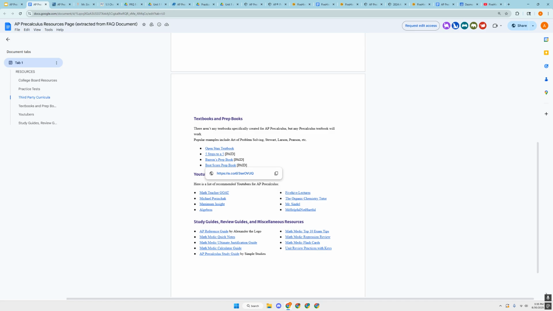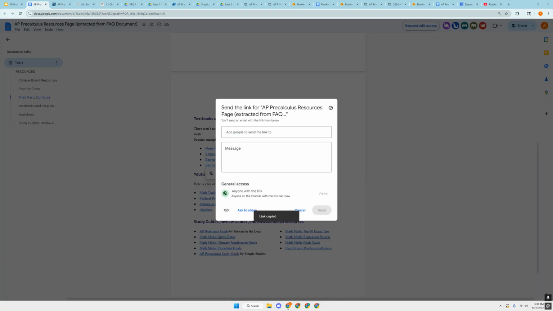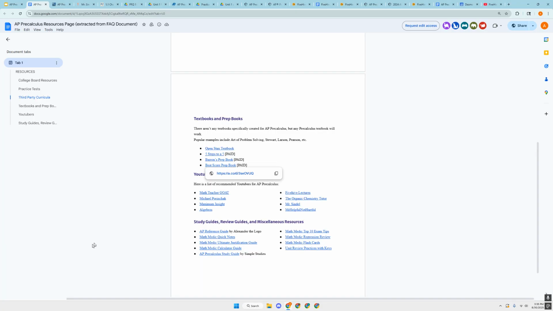Which prep book is the best? There are only about three prep books for precalc: 5 Steps to 5, Barron's, and Best Score. I'd say Best Score or 5 Steps to 5 is pretty good, because Barron's doesn't have AP style. What is the hardest unit that would be on the exam? Most people consider Unit 3 the hardest unit on the exam.